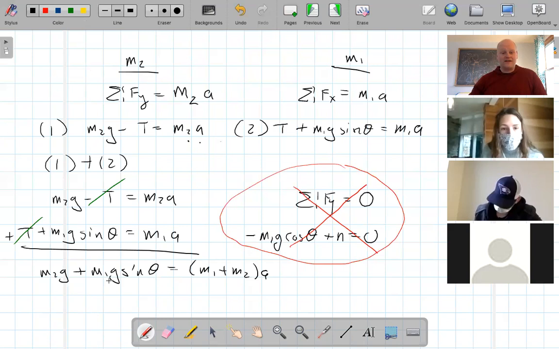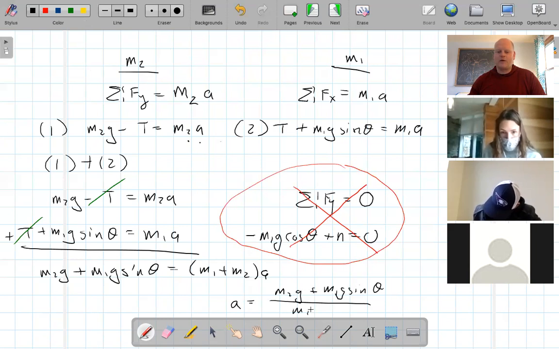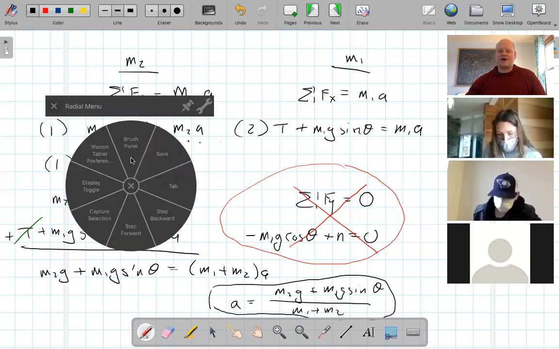So from here, I've gotten rid of the tension. I've now gotten to the point where I can find the acceleration. If I divide both sides by m1 plus m2, this finally tells me that the acceleration is equal to m2g plus m1g sine theta, all divided by m1 plus m2. Good. And this is our acceleration.